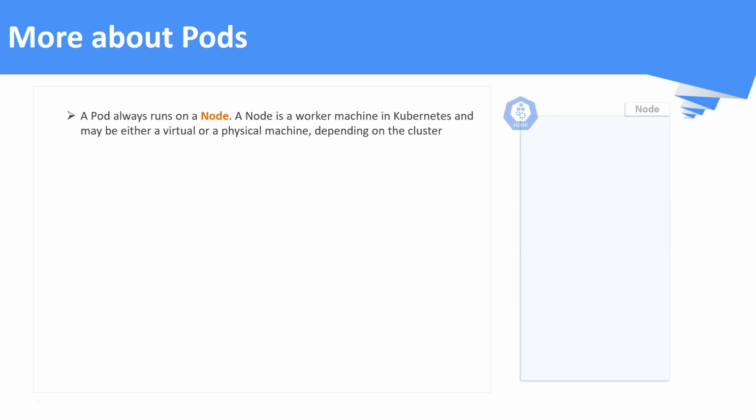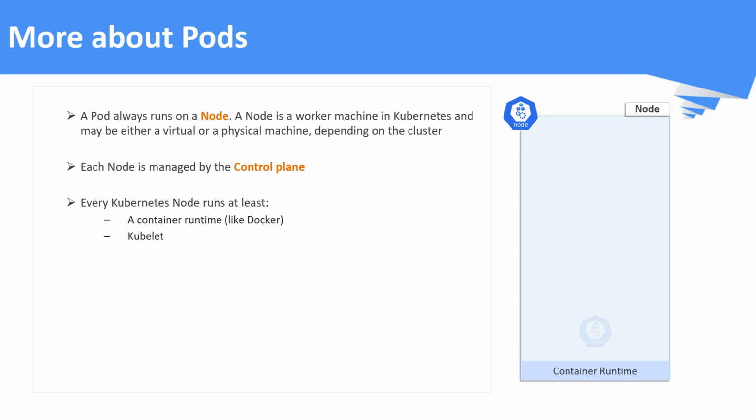Now we will discuss a bit more about pods. Pods always run in a node. A node is nothing but a physical machine or a virtual machine. Each node is managed by the Kubernetes control plane. Each node must run at least a container runtime and a kubelet. Most of the time, the container runtime would be Docker.